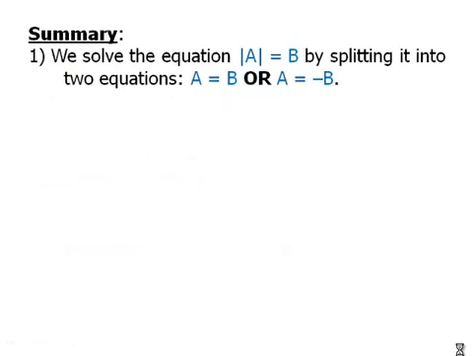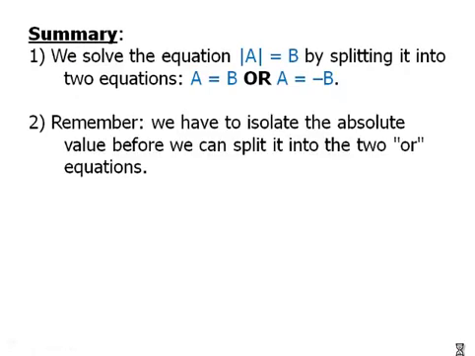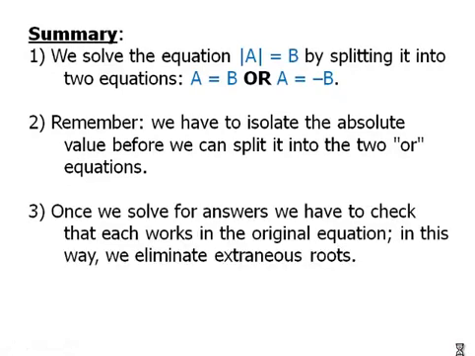In summary, we solved the equation absolute value of A equals B by splitting it into two equations, A equals B or A equals negative B. Remember, we have to isolate the absolute value before we can split it into the two OR equations. Once we solve for answers, we have to check that each works in the original equation. In this way, we eliminate extraneous roots.